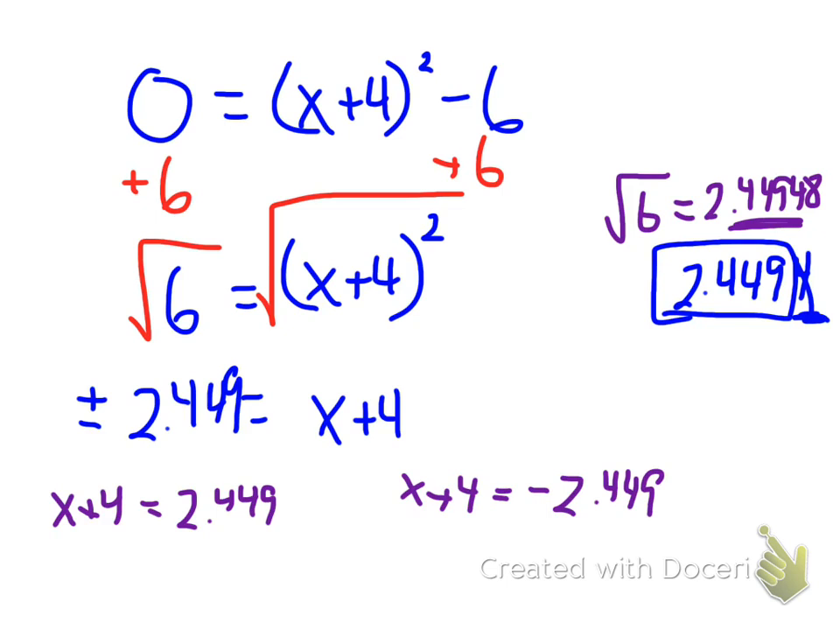Both of these I'm going to do the same steps. I'm going to subtract 4, and now I'm going to solve for x. So I will get x equals negative 1.551, and my other solution is negative 6.449.